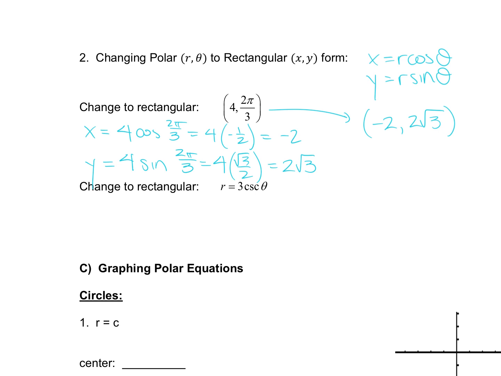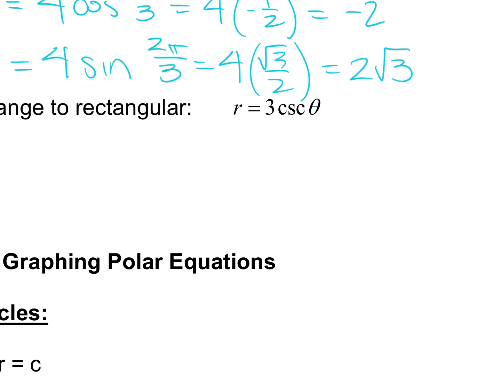Now, if I want to change a polar equation into a rectangular format, I can use the same formulas. The only issue with this is it's not set up exactly like an r cosine theta or an r sine theta. I see a cosecant. Well, what do I know about cosecant? It is the same as 1 over sine. So can I keep manipulating this till it looks like one of those formulas above? I can multiply my sine over here, yes? If I do that, it becomes r times sine of theta is equal to 3.